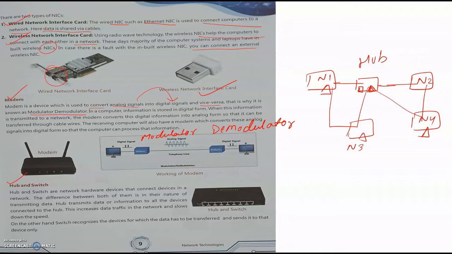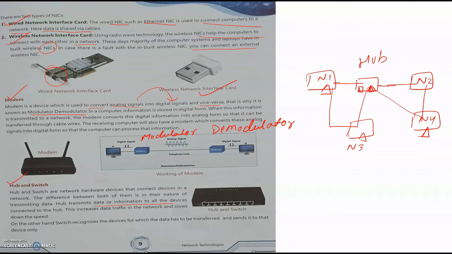But there is some difference in the nature of transmitting data. There is a difference between the hub and switch. Both are connectors, but there is a difference. What is the difference? We are going to see. Hub transmits the data or information to all the devices. It doesn't matter to whom you want to send, it just takes the data and transmits it to all the computers in a network.